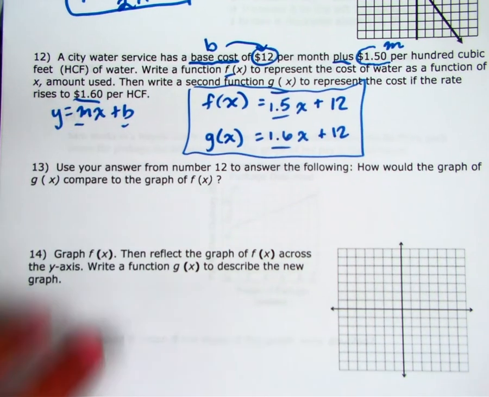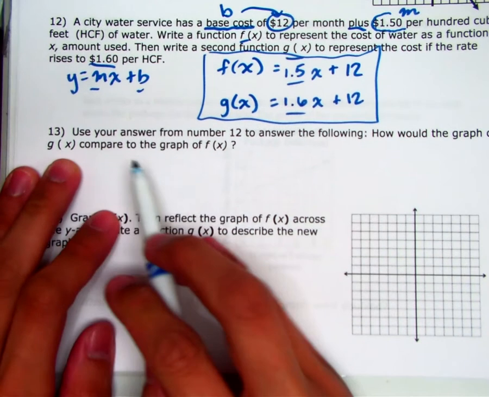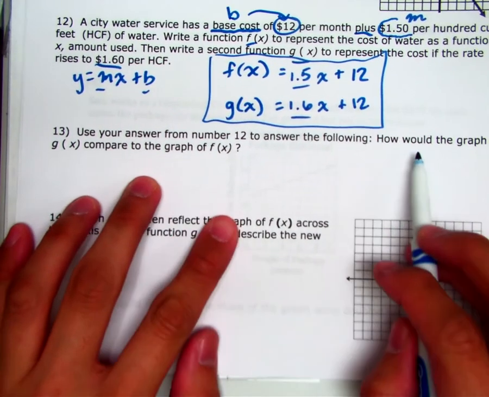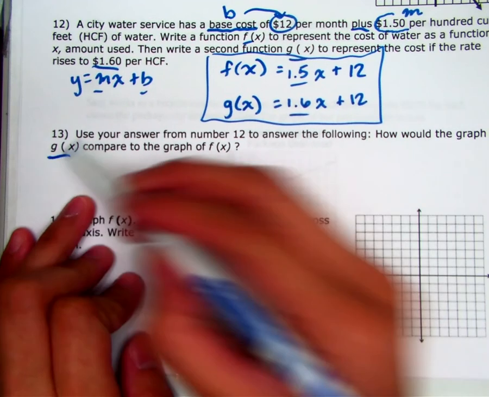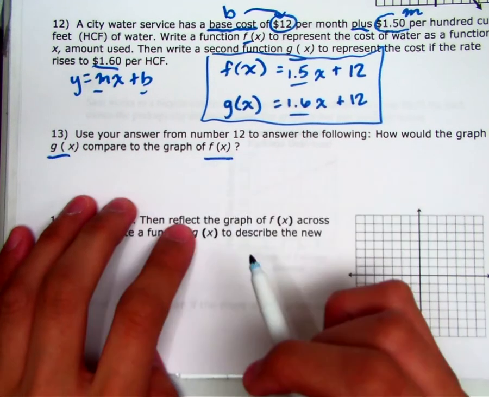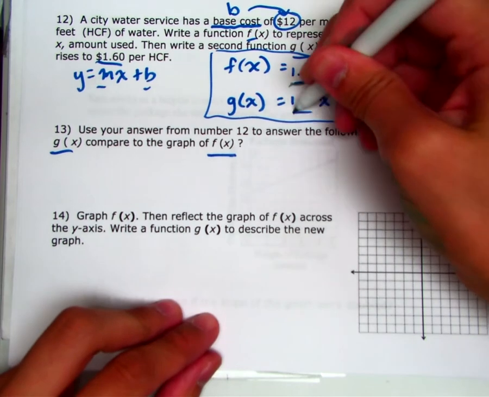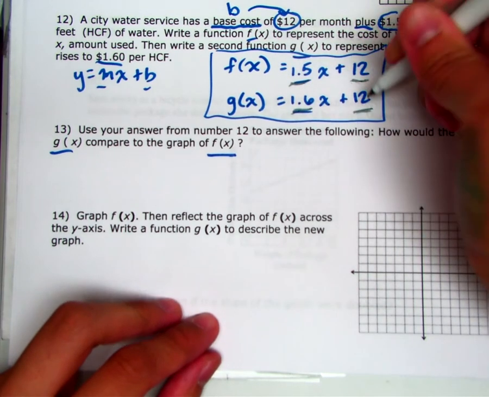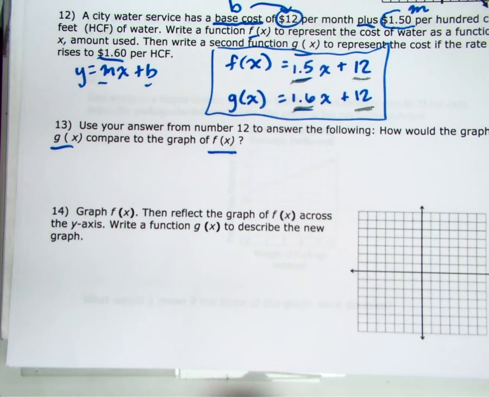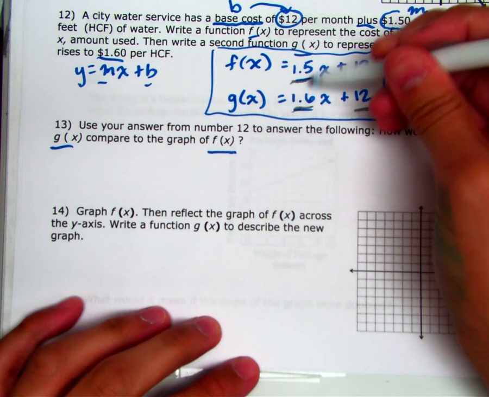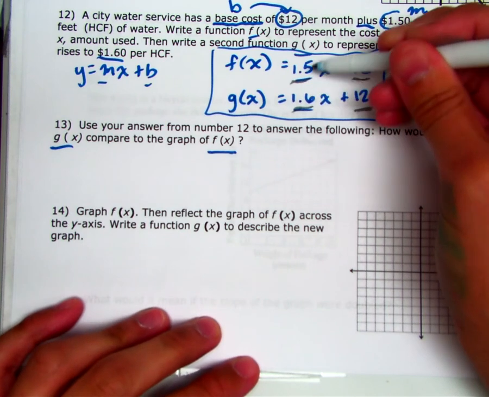Alright, number 13. Number 13 is using our answer from number 12 to answer the following. How would the graph of g of x compare to the graph of f of x? Well, looky here. The slopes are different, but our y-intercepts are the same. And what we want to remember in our transformations of linear equations is that if the slope changes, that changes the steepness of the graph.